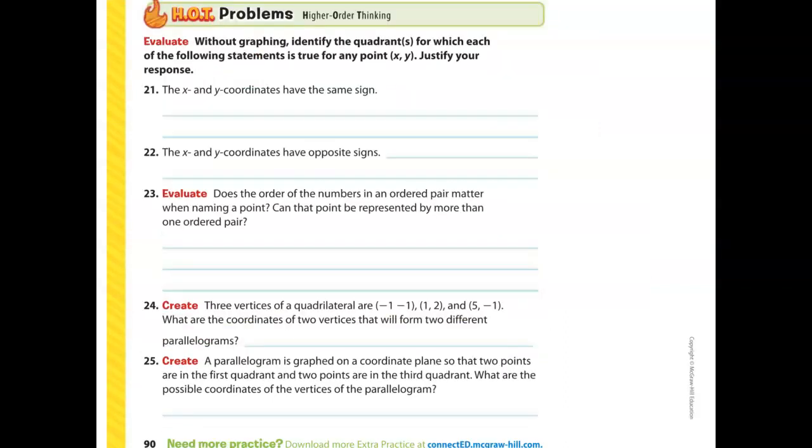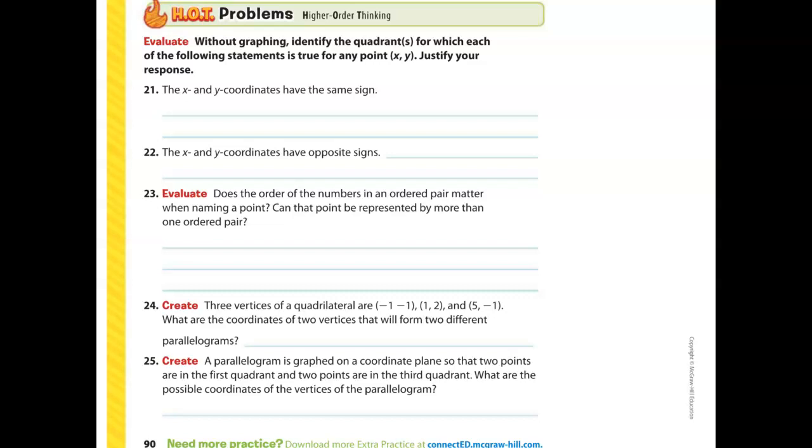Number 21 says, without graphing, identify the quadrant in which each of the following statements is true for any point x, y. Justify your response. Okay, so if the x and y coordinates have the same sign, go back into your notes and look to see if both the numbers have the same sign, what quadrant could it be? It could be actually one of two quadrants. So tell me which two quadrants have the same sign for each number.